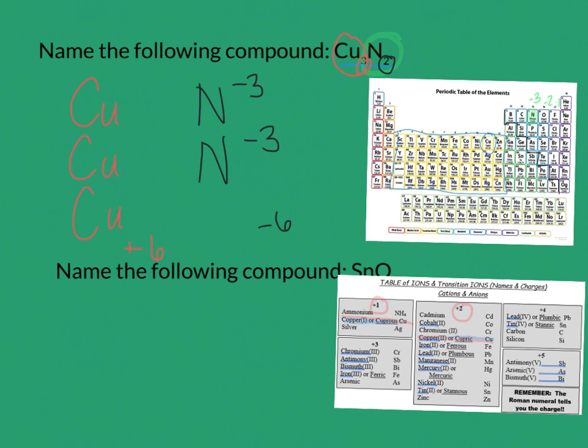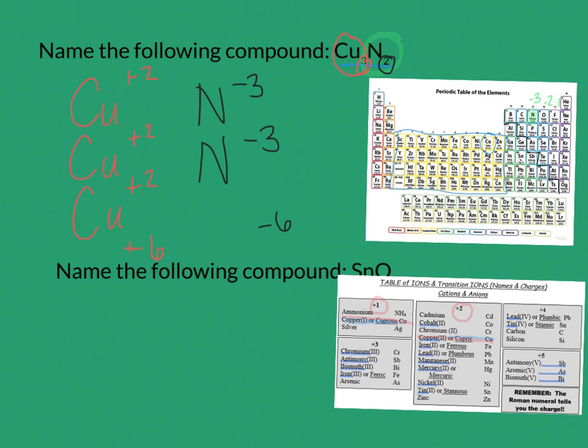So when we think of it this way, okay, I need a +6. +6 divided by how many coppers do I have? I have 1, 2, 3. 6 divided by 3 is 2. So each one of these coppers has to have a +2 charge. Okay, if you have a question about that, please make sure you ask.